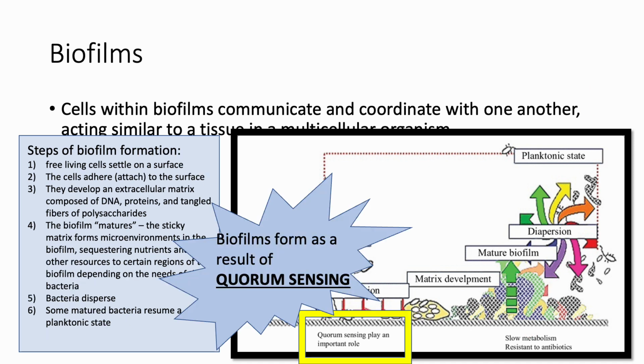Bacteria are working together to form this biofilm by quorum sensing. So this is essentially bacteria communicating with each other, sending messages to each other to say, hey, you want to form a biofilm? Sure, I'm in, I'll join. Quorum sensing plays a really important role for starting the formation of a biofilm and then continuing the development into a mature biofilm.